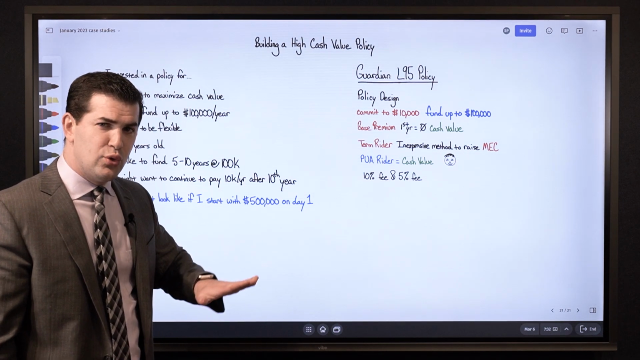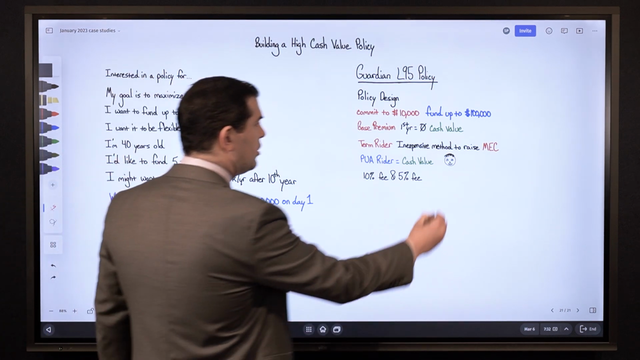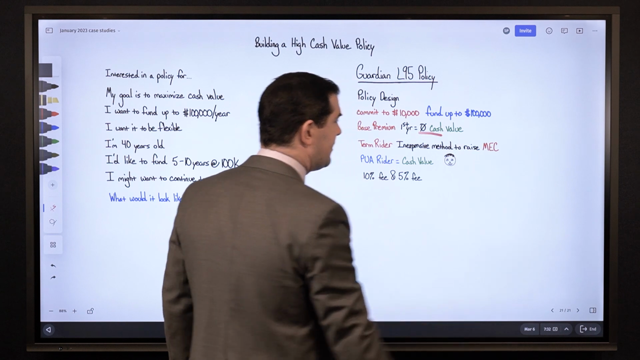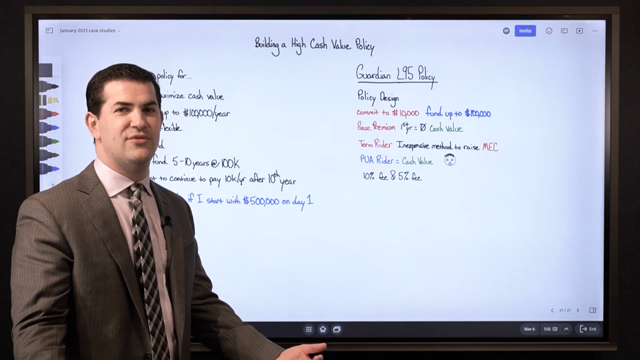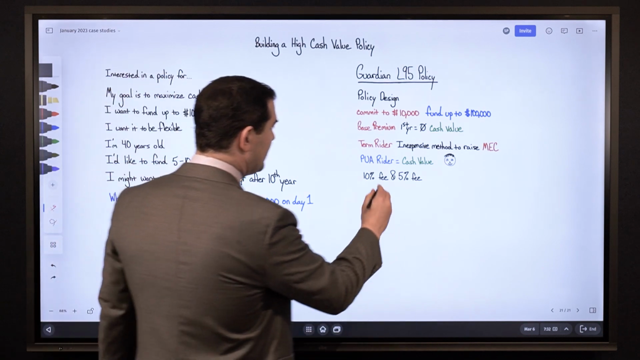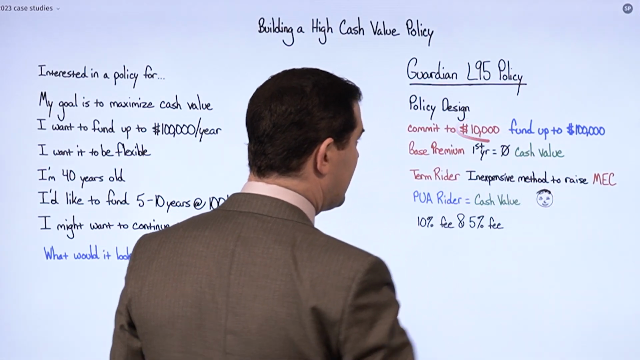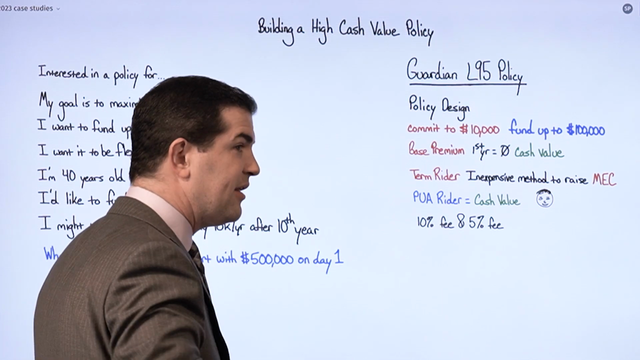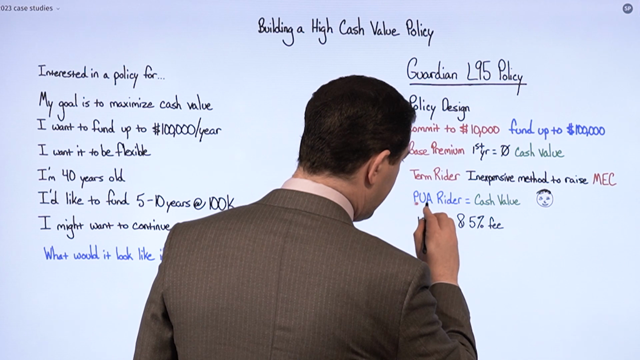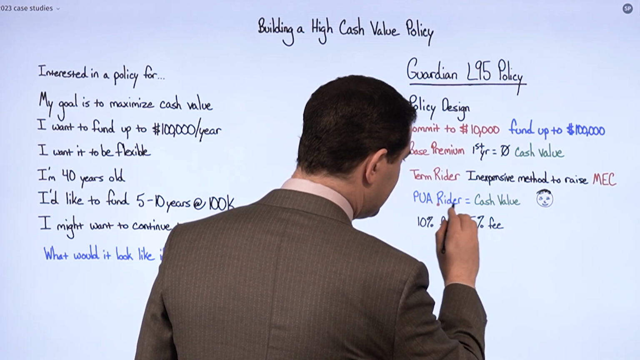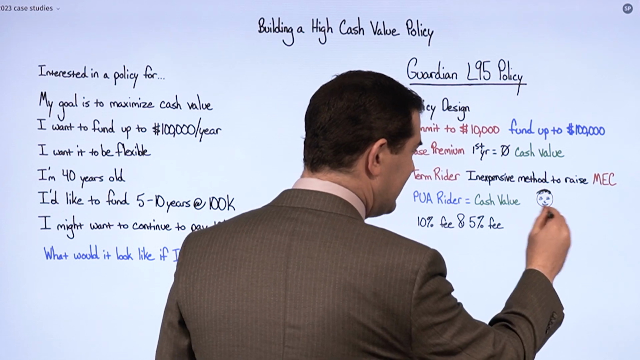The more I reduce that base premium, what happens? Well, I lessen that upfront hit, which allows me to get more of my payment toward cash value right out of the gates. So base premium and term rider will be approximately $10,000 per year. That's your minimum commitment. And then here, our PUA, which stands for paid up additions, our PUA rider equals cash value right out of the gates.